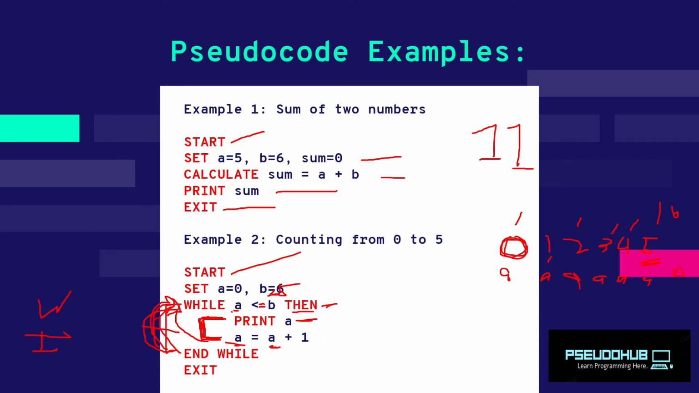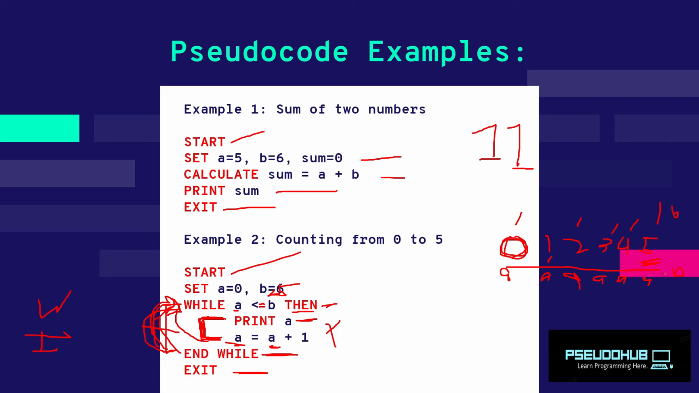So, this time, 6 less than or equal to 5. So, false na because 6 is not less than 5 and it's not equal to 5. False na. So, meaning, ma-terminate na siya diri. End while na tayo. I-process na niya ang end while. Wala nang iba, exit na. So, na-output niya ang 0, 1, 2, 3, 4, 5.